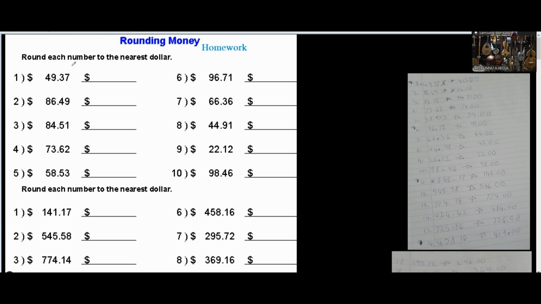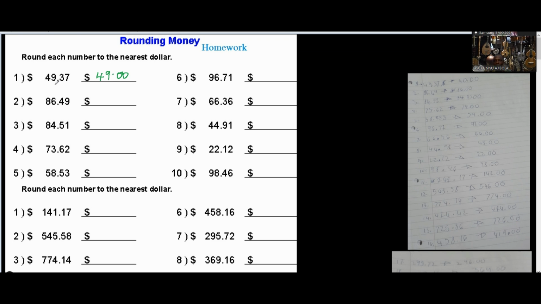it says round up each number to the nearest dollar. So when it's talking about nearest dollar or nearest currency, any currency, it doesn't mean that it's supposed to be $49 40 cents. Just $49. Okay, is that clear? Yes.